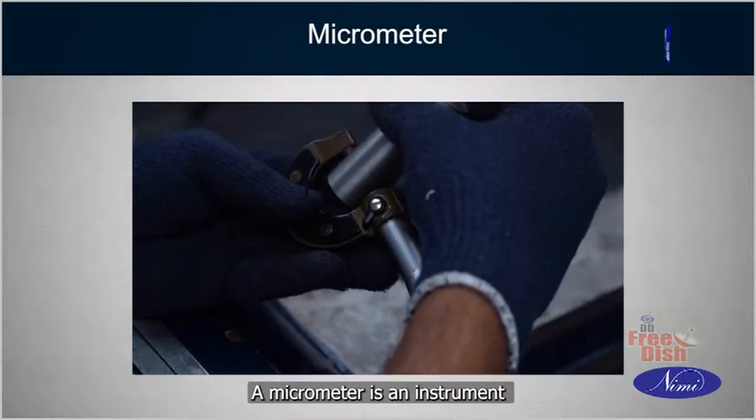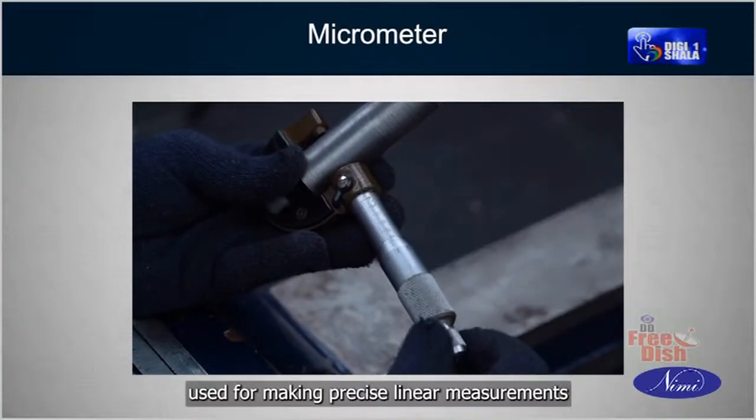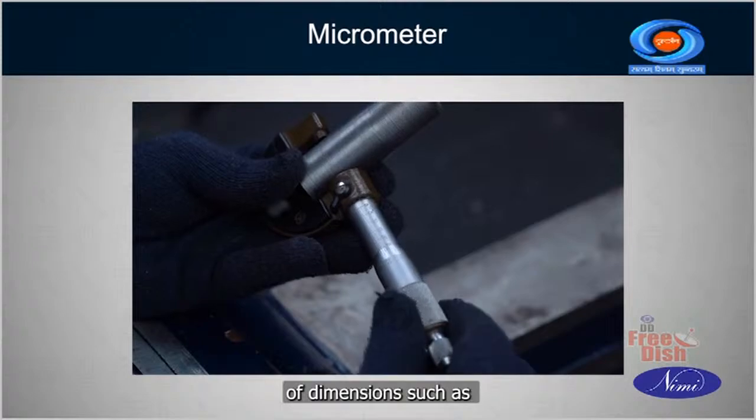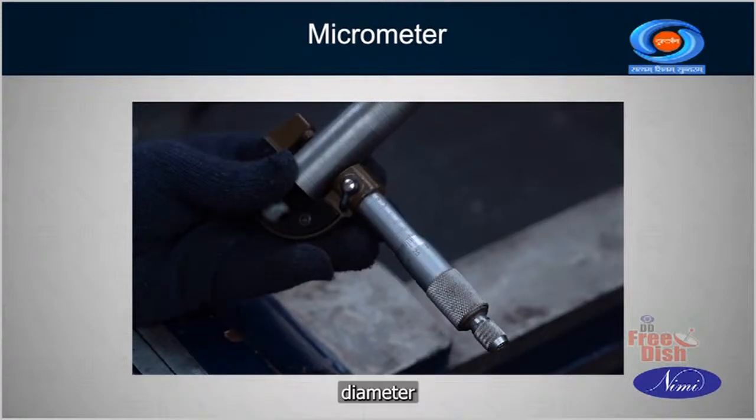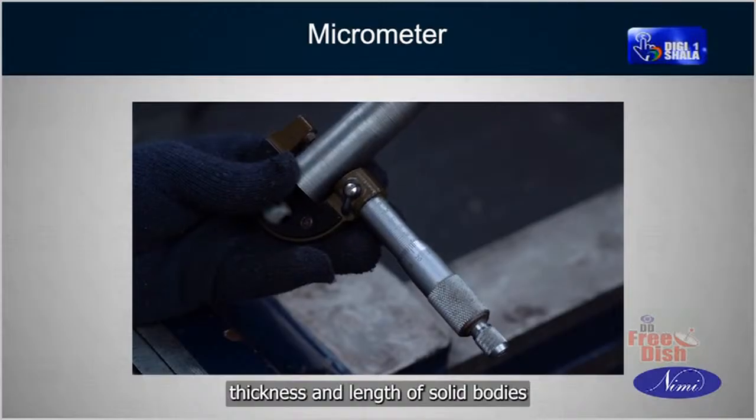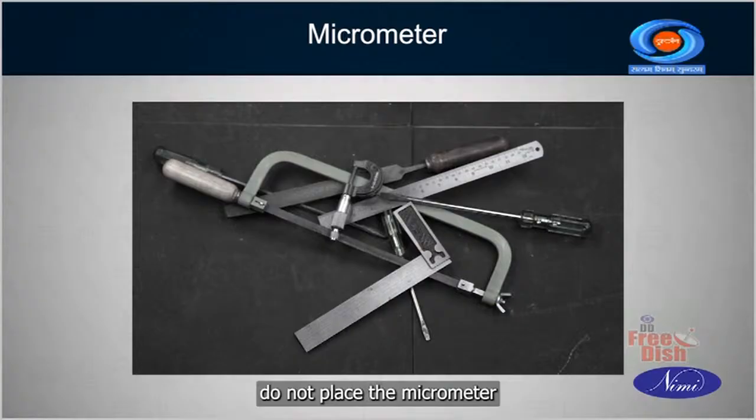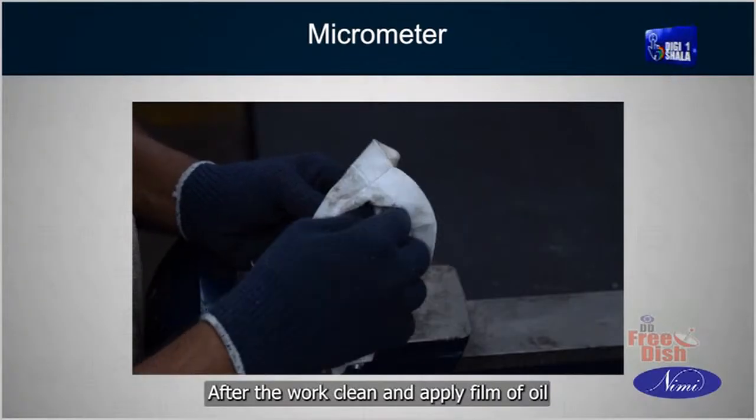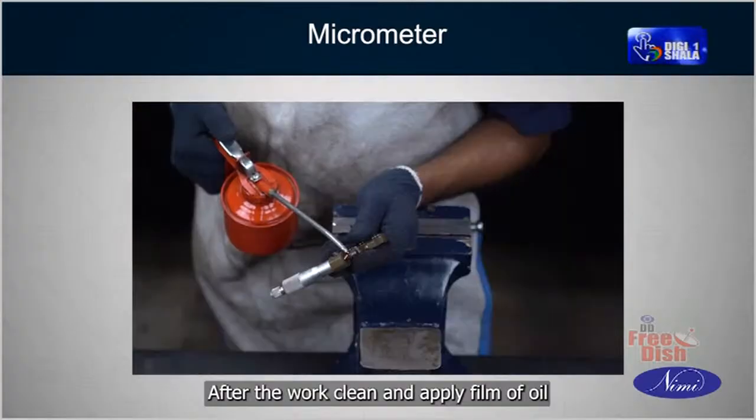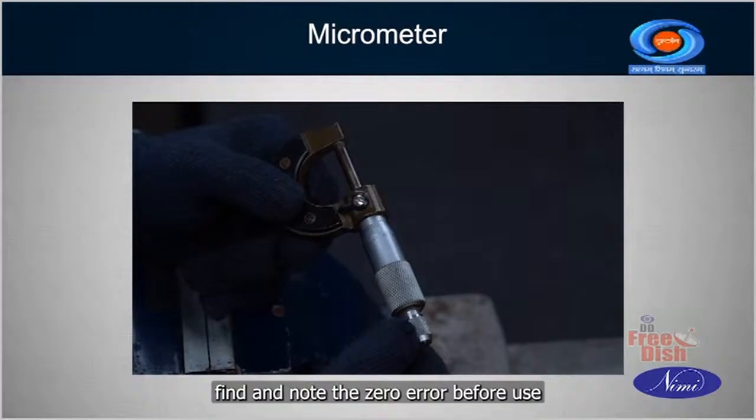A micrometer is an instrument used for making precise linear measurements of dimensions such as diameter, thickness, and lengths of solid bodies. Do not place the micrometer with other hand tools. After the work, clean and apply film of oil. Find and note the zero error before use.